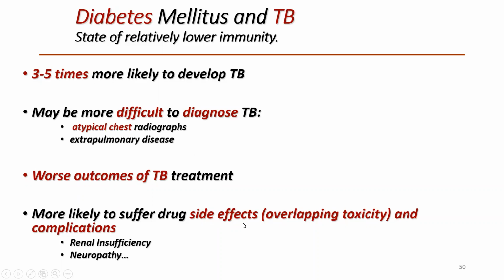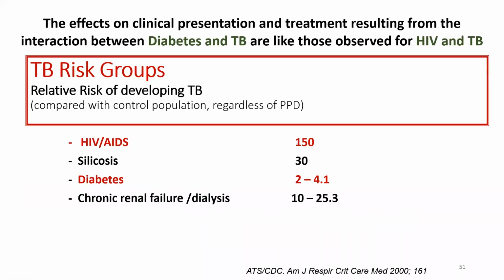They are more likely to suffer drug side effects because diabetes and TB drugs have overlapping toxicity, which we'll talk about. They might have complications because both of them have an impact on the kidney. In terms of side effects, some of the drugs can cause neuropathy, or those illnesses can, on their own, cause neuropathy. Now, this looks at the effect on clinical presentation and treatment resulting from the interaction between diabetes and TB. These were observed, especially in HIV and TB.